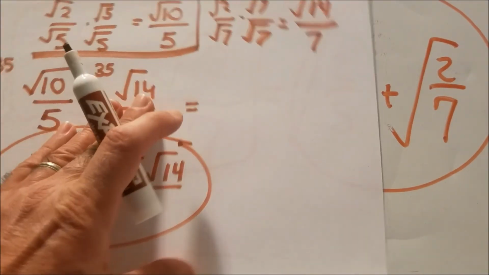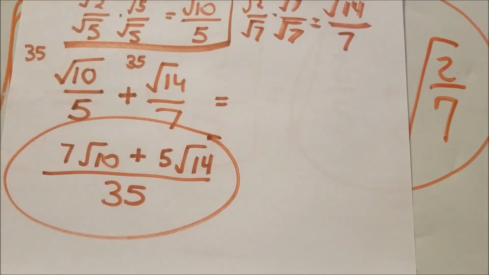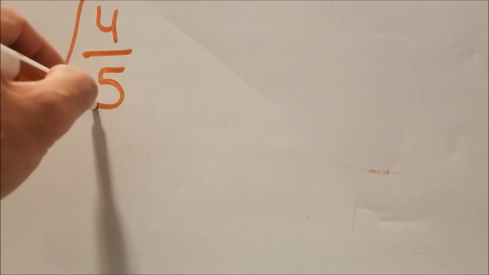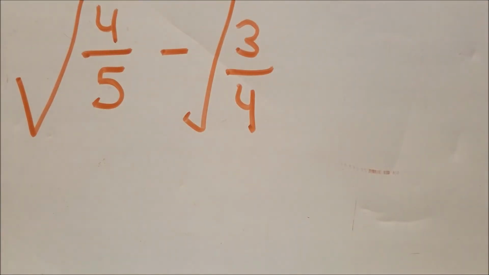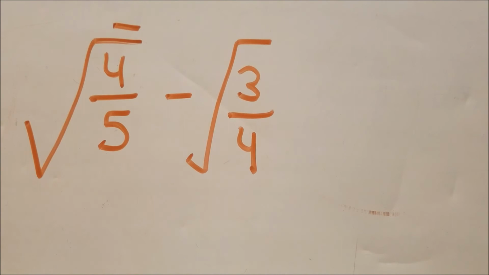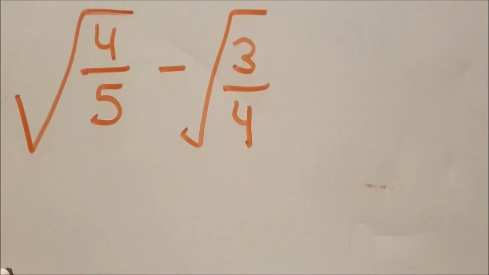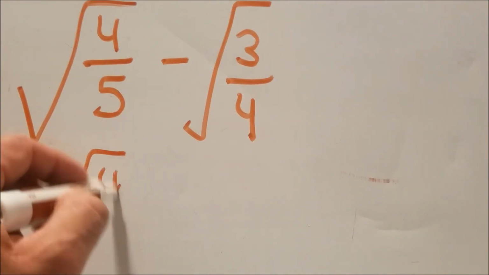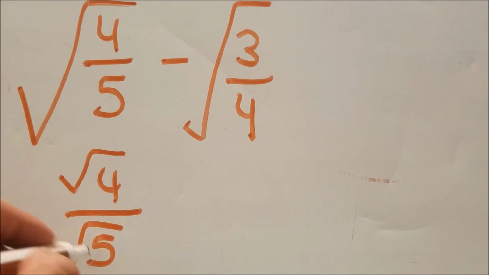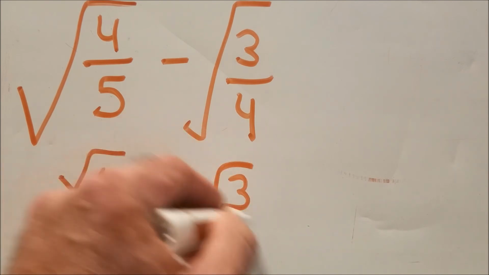Okay, now we can do subtraction. It's the same process if we do subtraction. So let's look at a subtraction problem. Square root of 4/5 minus the square root of 3/4. So remember what I said. This could be broken down into the square root of 4 over the square root of 5 minus the square root of 3 over the square root of 4.